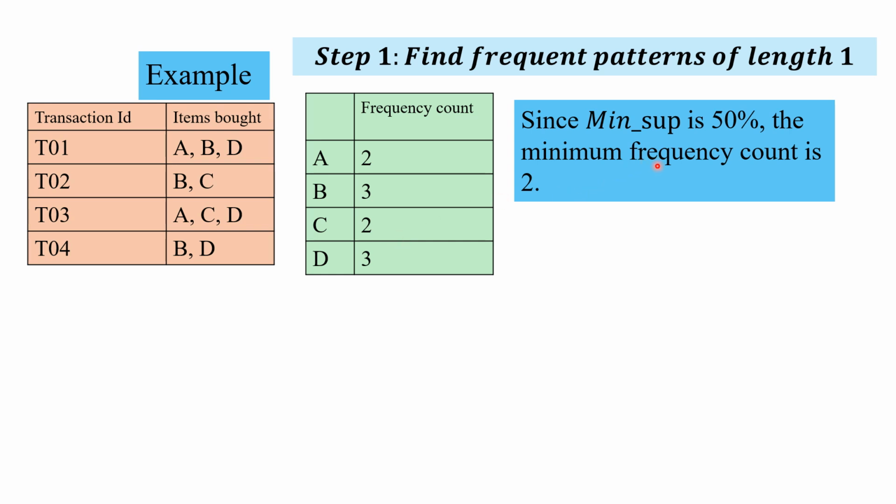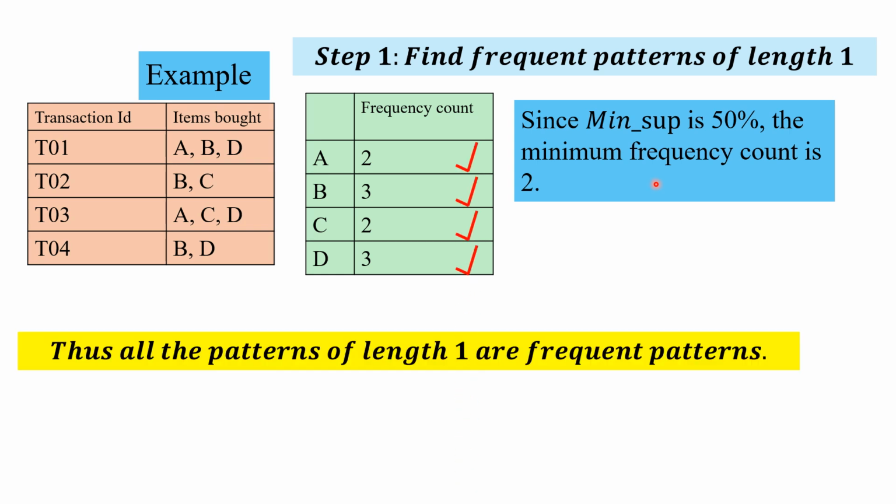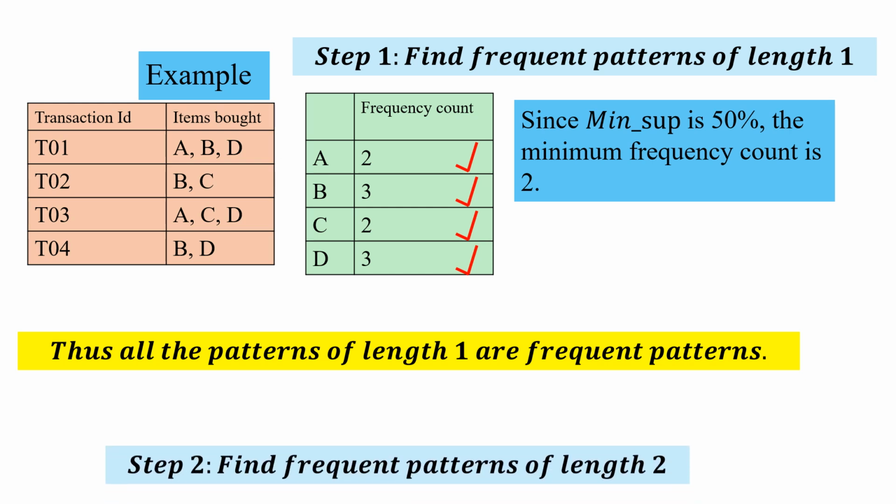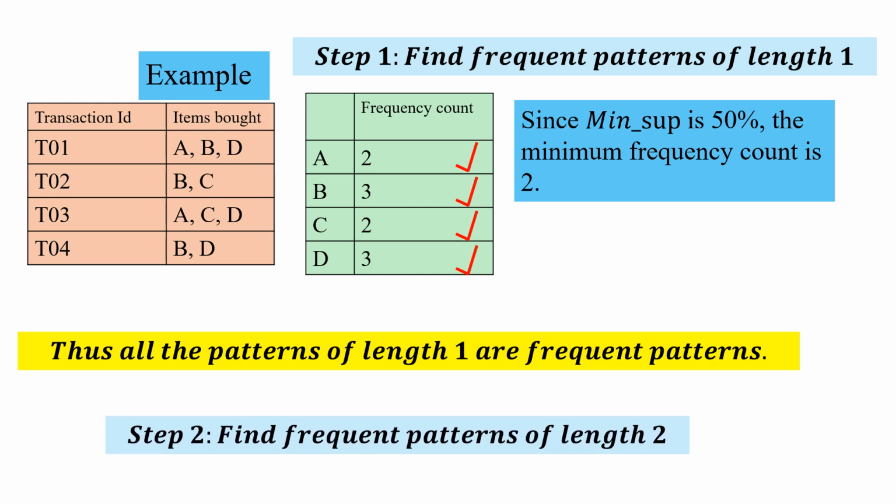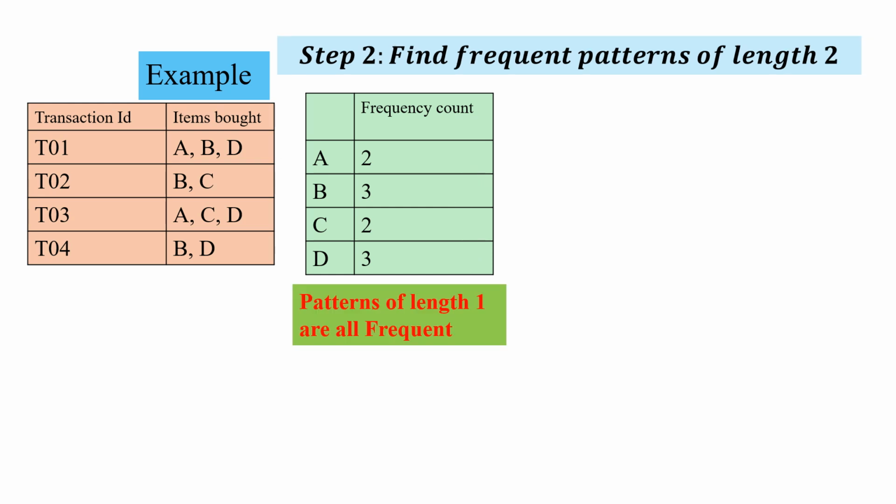So since we said minimum support is 50%, the minimum frequency count becomes 2. So all the patterns here, the individual item sets A, B, C and D, are having frequency counts greater than or equal to 2. So all the patterns of length 1 are frequent patterns. Now we go to frequent patterns of length 2 because we saw that patterns of length 1 are all frequent.